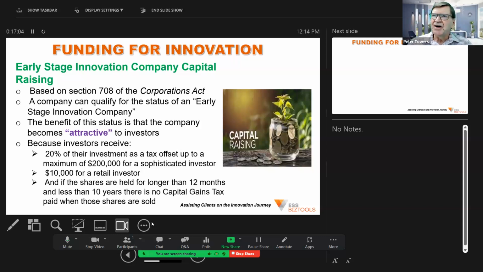The company needs to have a turnover of less than $200,000, not including any grant funds received from the Accelerated Commercialisation Grant. And this income figure is for the previous 12 months. So that would still apply.